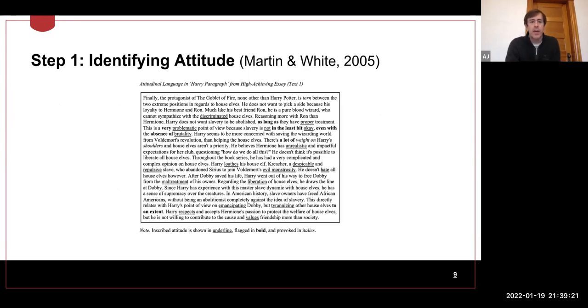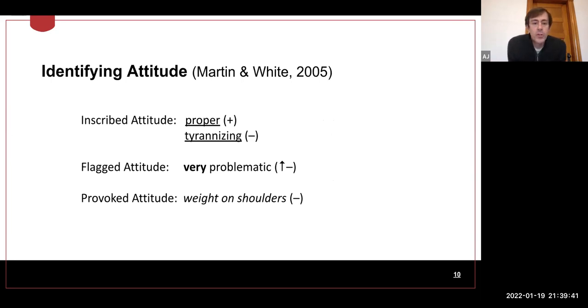So first, I won't spend too much time on this, but this is the full Harry paragraph that I just read the first quarter of. And all I wanted to show you here is how I went through and was identifying attitude, underlying inscribed attitude, putting flagged attitude in bold and provoked attitude in italics. So inscribed attitude would be attitude that is built into the definition of the word. So the word proper, when used as a modifier in this text, was positive. Tyrannizing was negative. Flagged attitude was attitudes that were highlighted by the author using words such as very, which is strengthening by graduating, probably more force, I believe, for that negative evaluation.